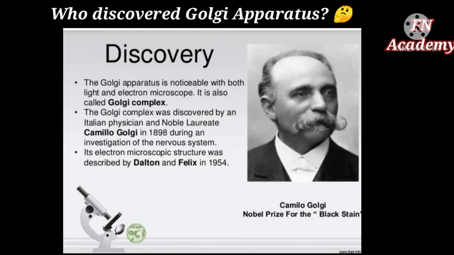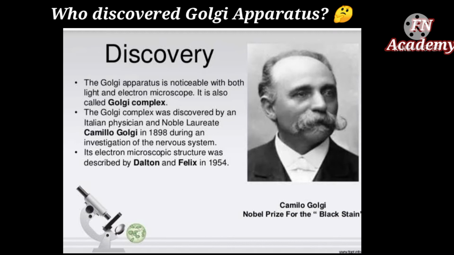Here the first question arises: who discovered the Golgi apparatus? The Golgi apparatus is noticeable with both light and electron microscopes. It is also called the Golgi complex. The Golgi complex was discovered by an Italian physician and Nobel laureate, Camillo Golgi, in 1898 during an investigation of the nervous system. Its electron microscope structure was described by Dalton and Felix in 1954.